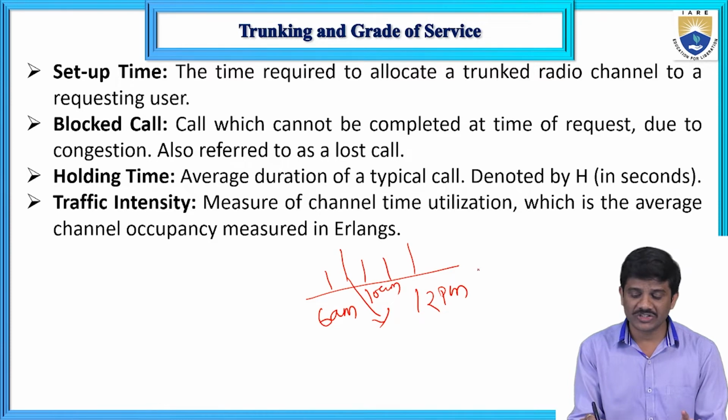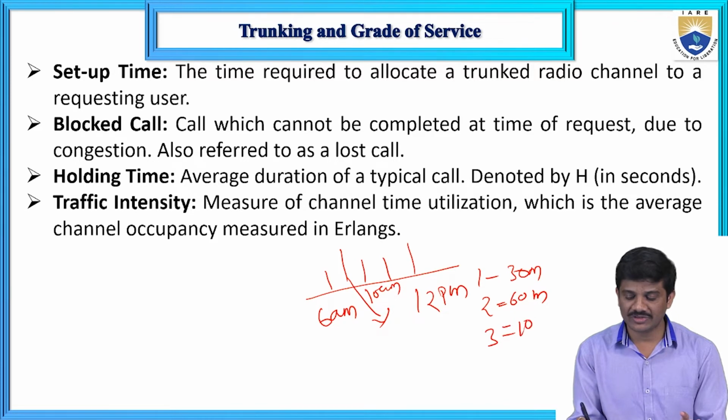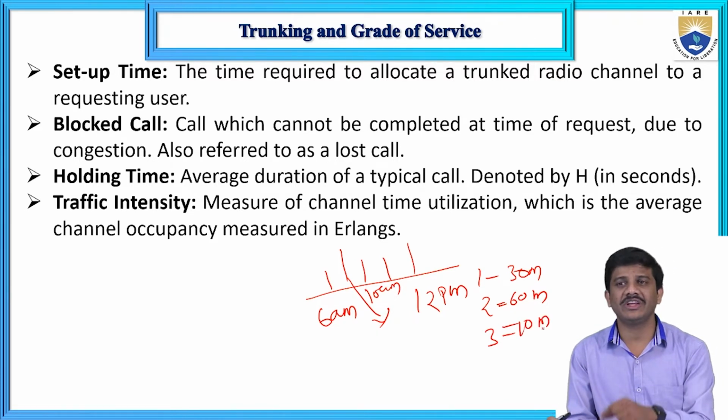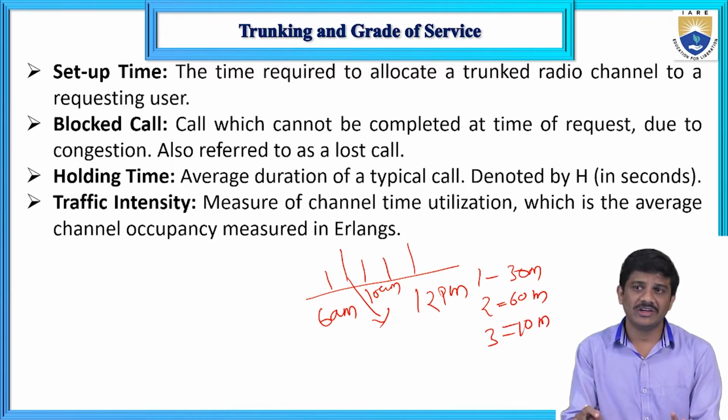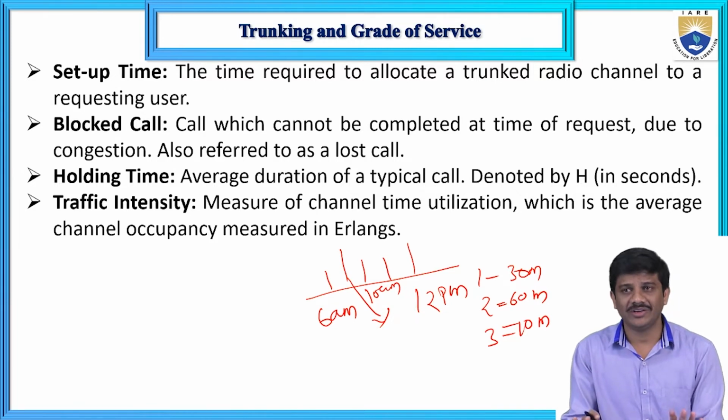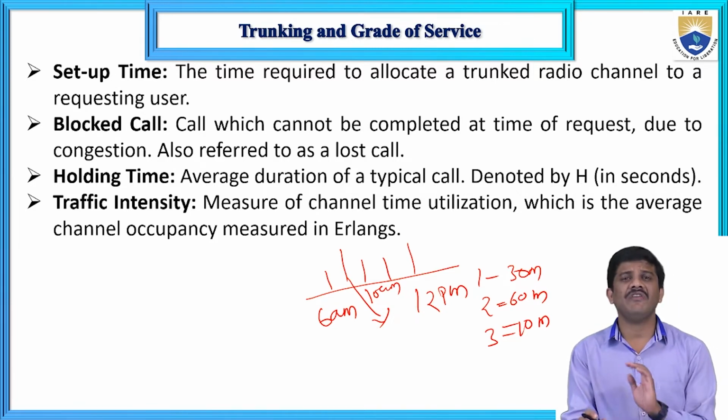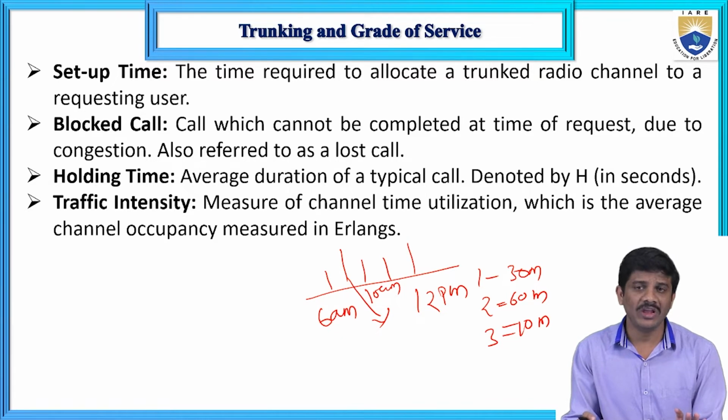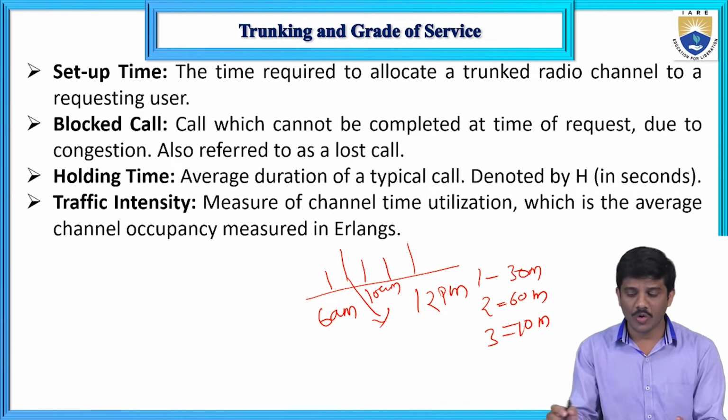For example, the first person takes 30 minutes, the second person takes 60 minutes, the third person 10 minutes, the call duration. Then we can take the average duration: 30 plus 60 plus 10 by 3. Okay, that is 100 by 3. The average duration is 33. Like that we can find out the holding time.